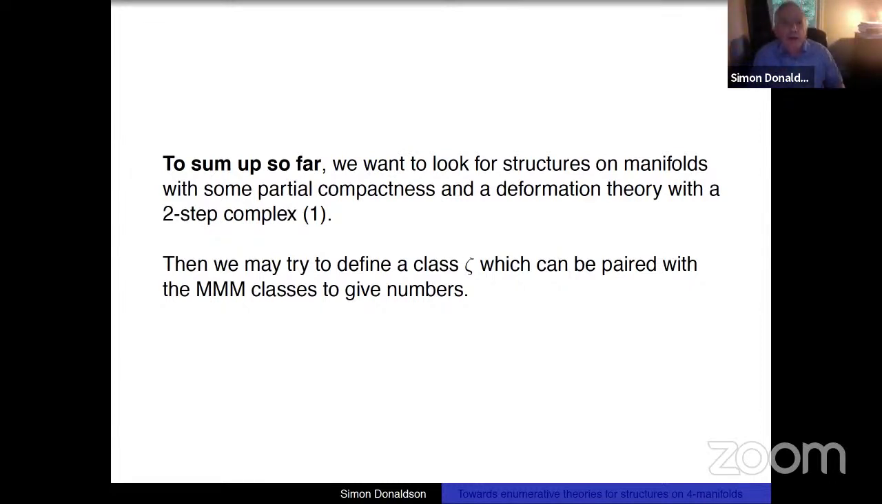So to sum up where we are, we want to look for structures on manifolds where we have some kind of partial compactness mechanism. We want a deformation theory with a two-step elliptic complex of the kind that we've said. If we have that, we may hope to be able to define this homology class, a homology of dimension given by the relevant index, which we could then pair with these Miller-Mumford-Morita classes to get numbers. So maybe I'll pause to see if there are any questions at this point.